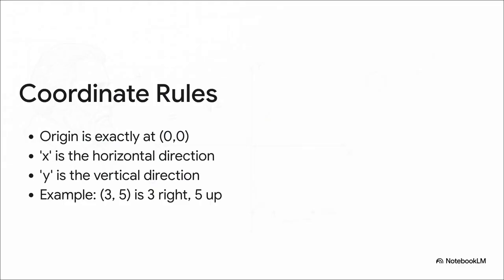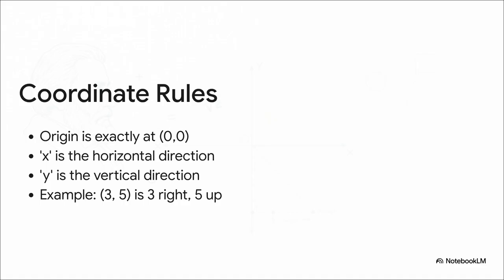So let's establish the ground rules. The absolute center of our map is called the origin. It's perfectly located at 0, 0, and you'll often see it labeled with the letter O. From that starting point, we navigate using 2 axes. The x-axis dictates our horizontal movement, right or left. If x goes up, we move right. If it goes down, we move left. Then there's the y-axis, which controls our vertical movement, up or down.